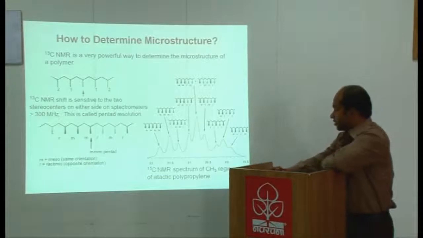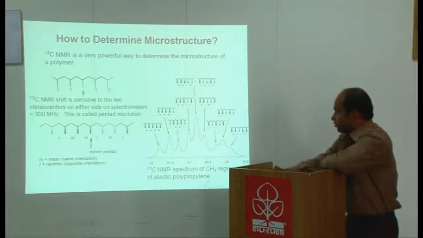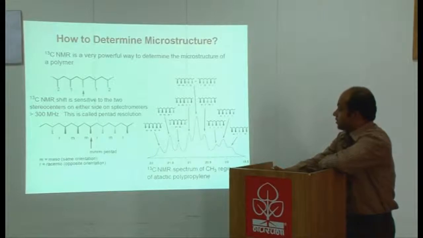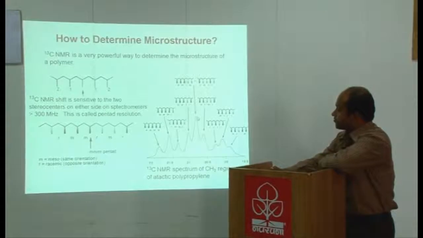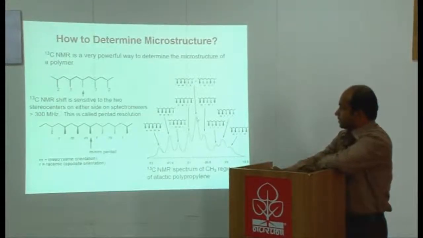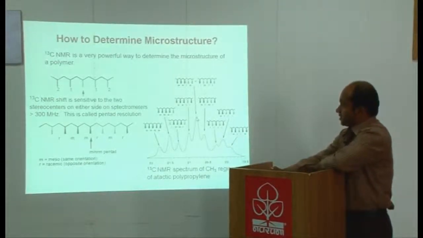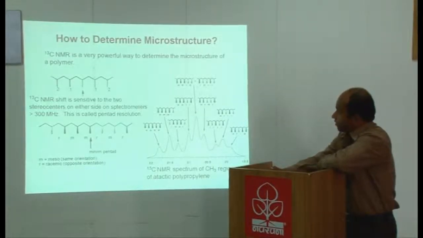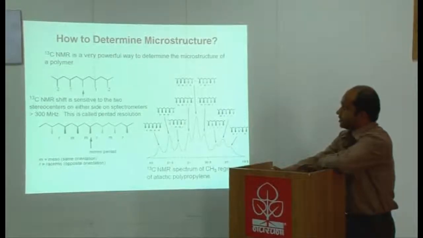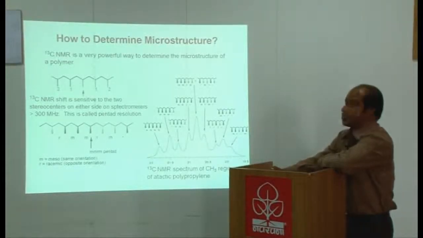This typical resolution of an atactic polypropylene is shown here. You have a carbon 13 NMR spectrum for an atactic polypropylene, and one can see that there is a distinct enhancement in this particular peak here, and this is characteristic of a clear cut microstructure of a carbon which is situated on either side of two stereocenters.